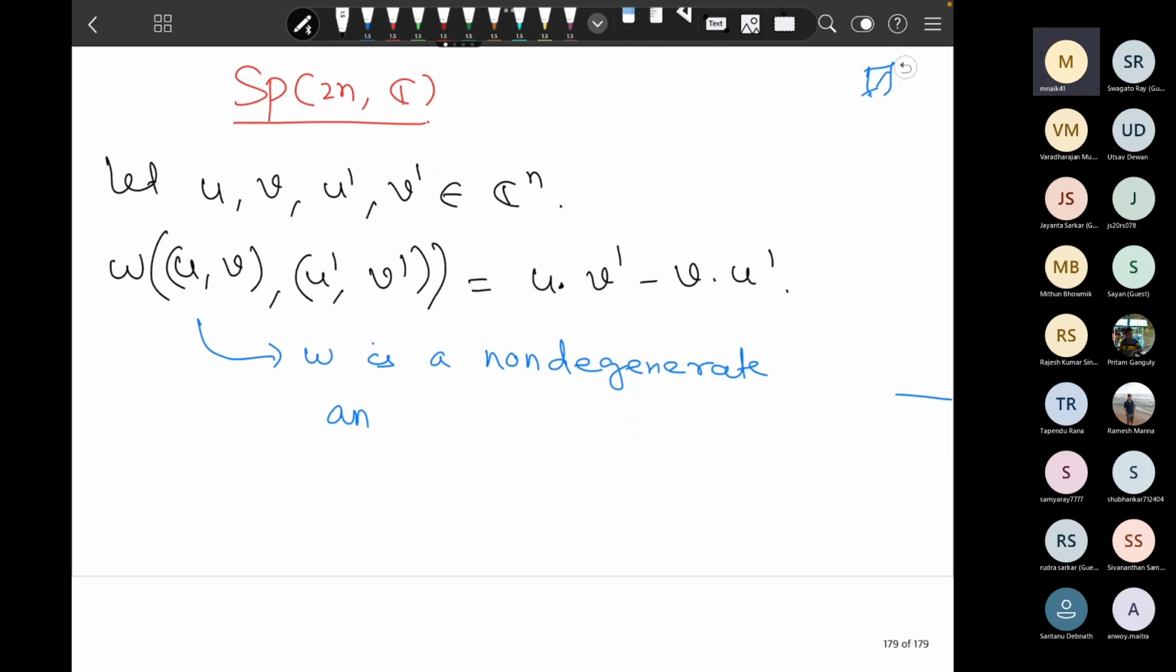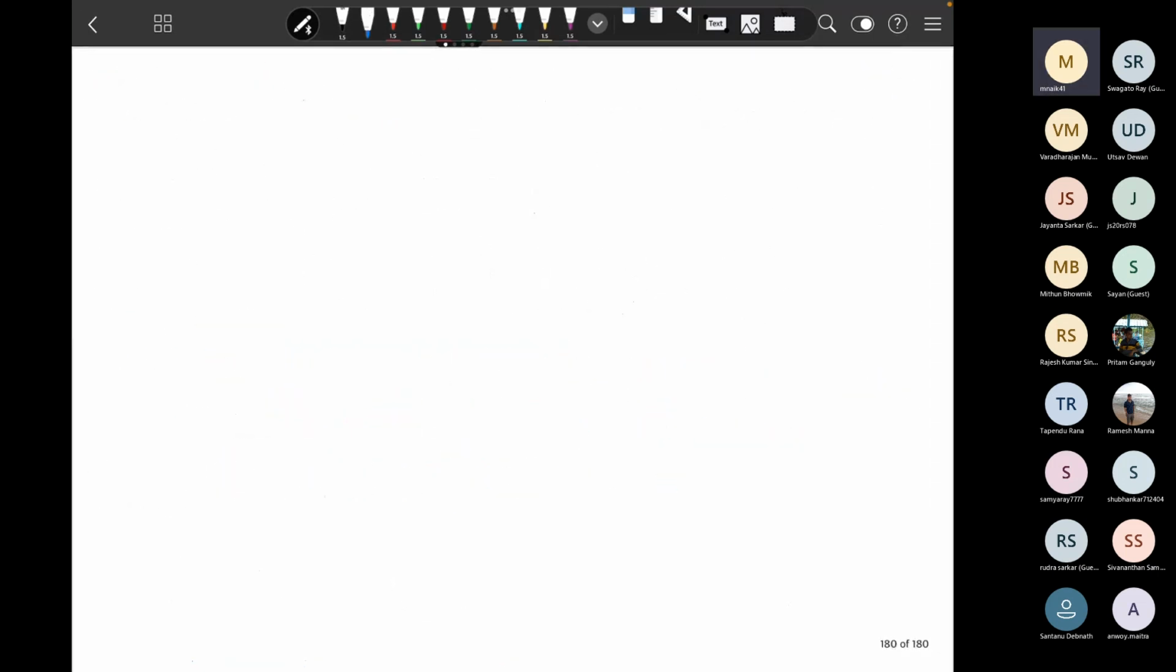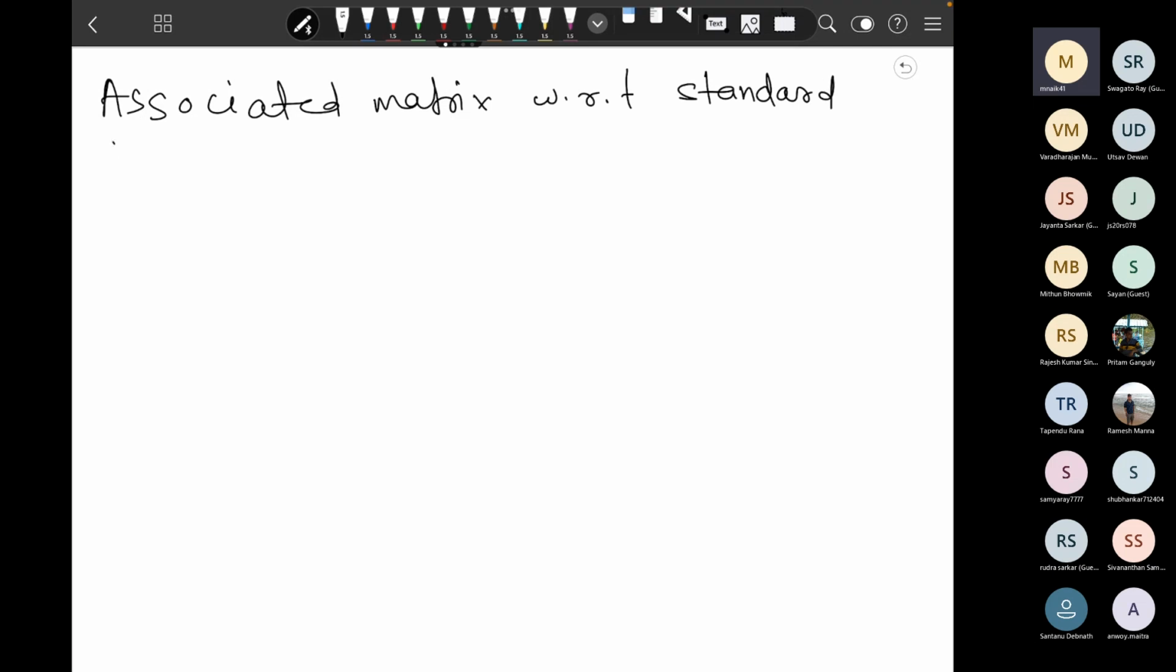So W is a non-degenerate anti-symmetric bilinear form over C, and the associated matrix with respect to the standard basis is J1, which is equal to [0, I; minus I, 0]. This is equal to minus J.